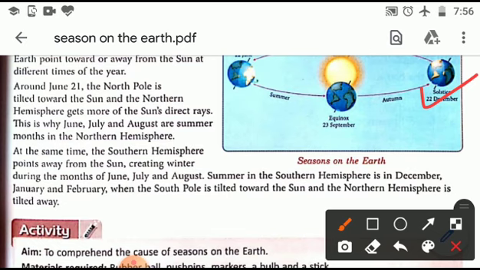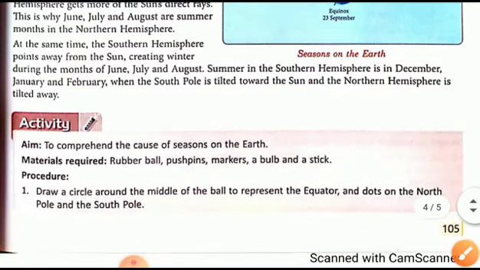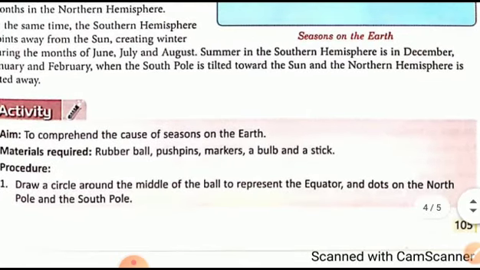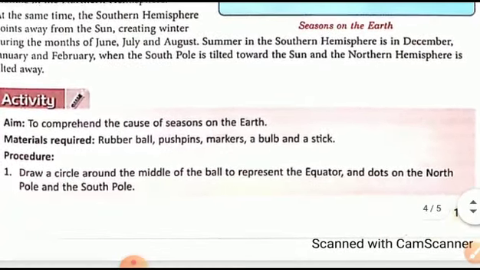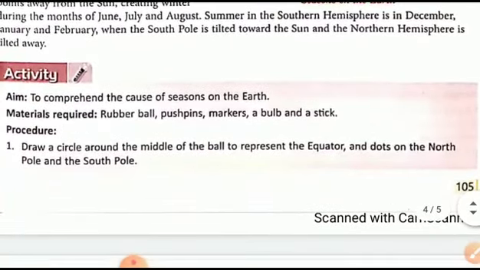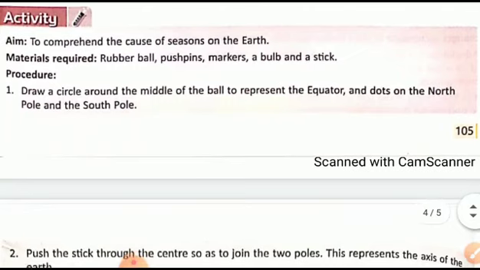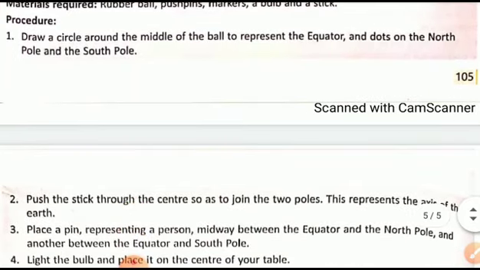So I think you all have understood how the seasons take place on our earth. Now come to the activity. The activity is given to comprehend and explain the cause of seasons on the earth. Materials required: rubber ball, push pin, marker, a bulb and a stick. Draw a circle around the middle of the ball to represent the equator and dots on the North Pole and the South Pole. So you have to draw a circle on the middle of the ball, representing the equator, dividing it just like a diameter.